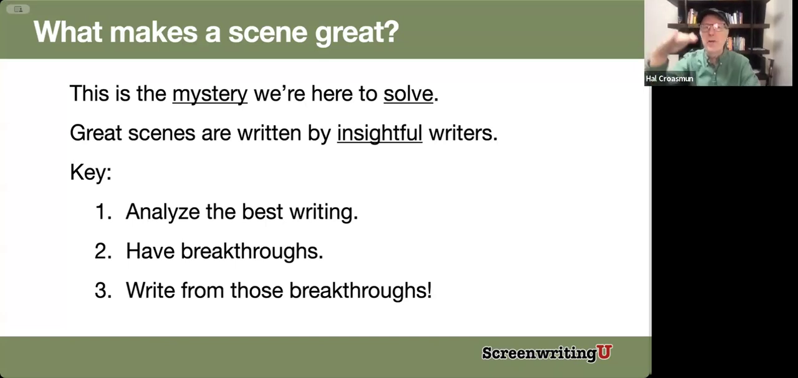Everybody's pretty much writing at this level. Some are a little bit better, but the A-list are way up here. And the reason is because that's where they write from. They come from those breakthroughs. So the question is, what would it take for you to have the level of breakthroughs that A-list writers have? And if you think that's not possible, it's just because you don't have this process yet. But there's a way to do it.